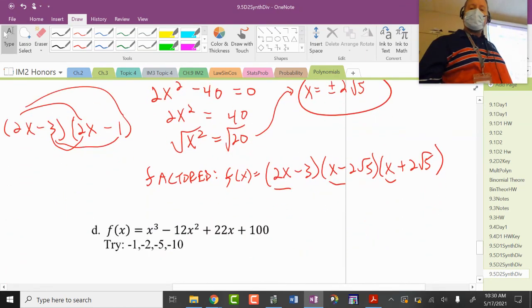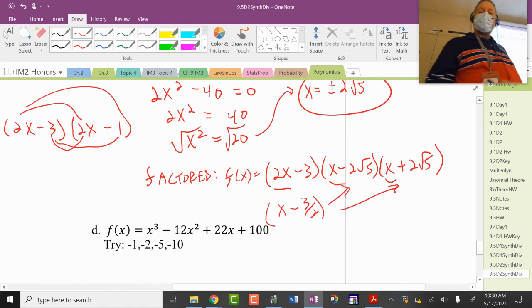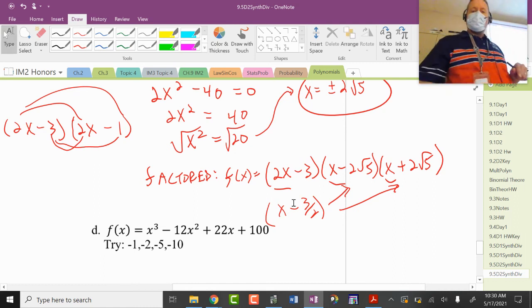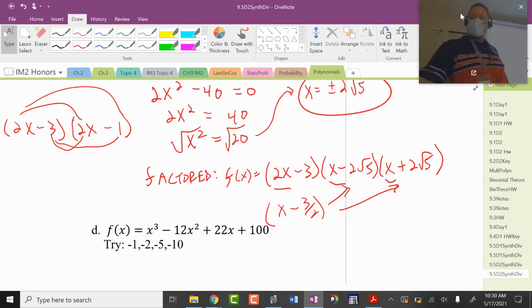If you wrote x minus 3 halves here, times this, times that, it would not match the question that you began with. So do be aware that you do have to think about that at the end there. Okay. Gotta shut this sucker down.